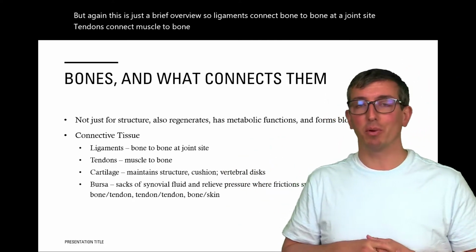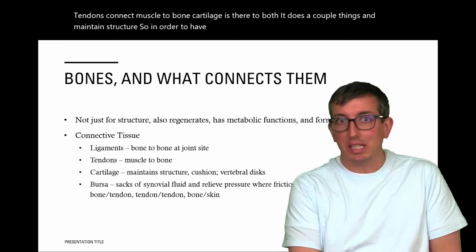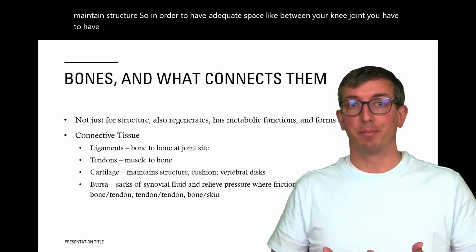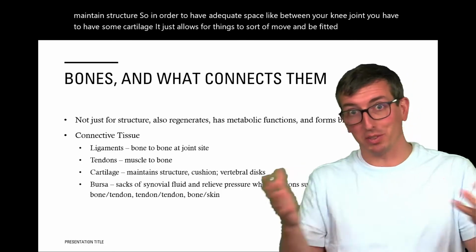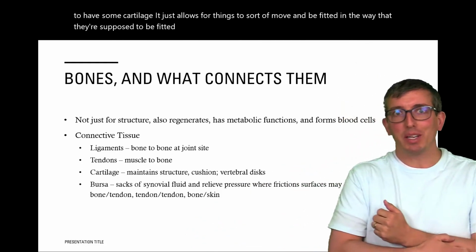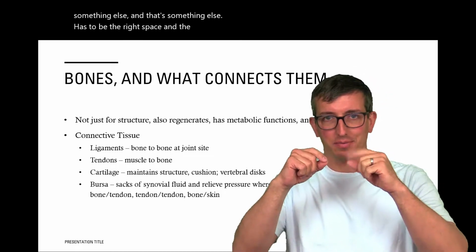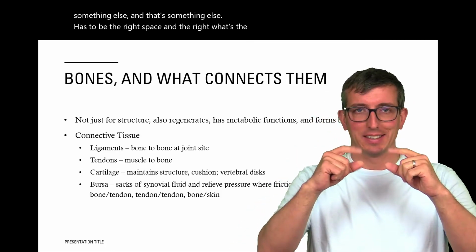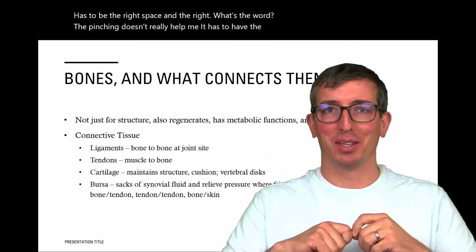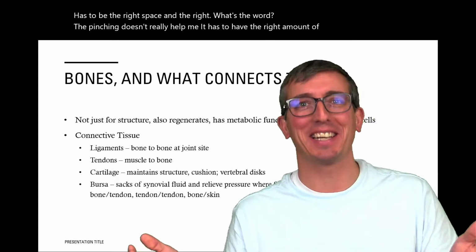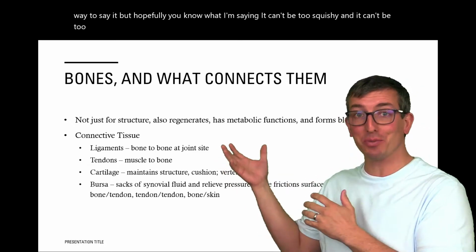Cartilage does a couple things. It maintains structure, so in order to have adequate space, like between your knee joints, you have to have some cartilage there. It allows things to move and be fitted the way they're supposed to be fitted. One could say we can just replace cartilage with something else, but that something else has to be the right space and have the right amount of bounce. That's not the way to say it, but hopefully you know what I'm saying. It can't be too squishy and it can't be too hard. It has a structural function as well.